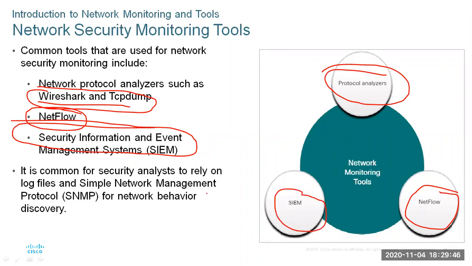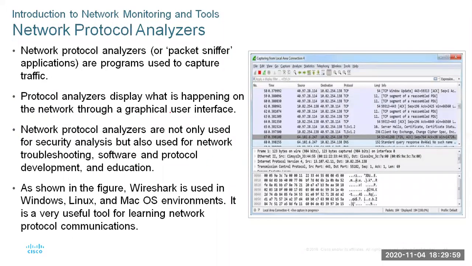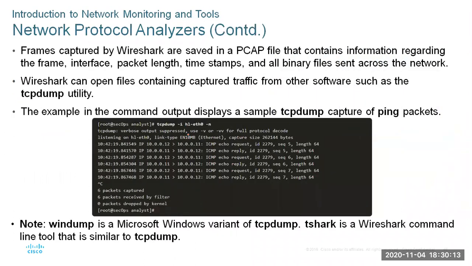You need that too. All right, so you need Wireshark, which is a protocol analyzer. You need NetFlow, which manages your traffic flow, and you need your SIEM, which is security information and event management. So it is common for security analysts to rely on log files and SNMP for network behavior discovery. It's normal. But you need protocol analyzers. Like in this case, this is Wireshark. So the traffic that is passing, you see, after picking this, it will give you the details to be able to analyze. All right, so you need that.